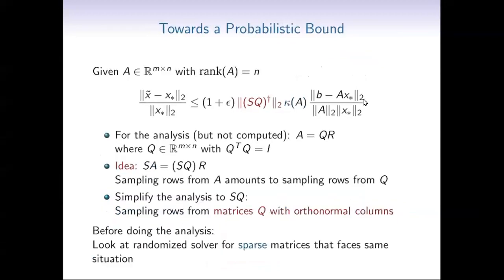Before we go there, can I talk about, okay, let me go there. So for the analysis, we are going to assume that in the background lurking, we have a QR decomposition. It's not computed, but it's there in the background. And the idea is that because A is equal to QR, extracting rows from A is the same as extracting rows from Q, because the S here affects A and the S here affects Q. So whatever rows it extracts from A, the analogous rows are being extracted from Q. So sampling rows from A amounts to sampling rows of Q.